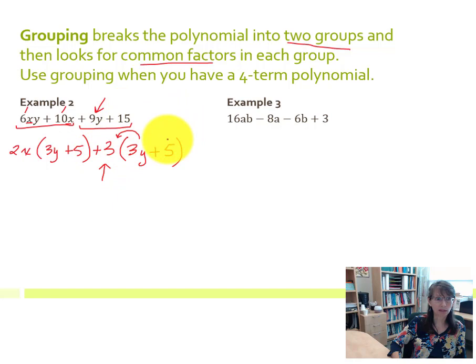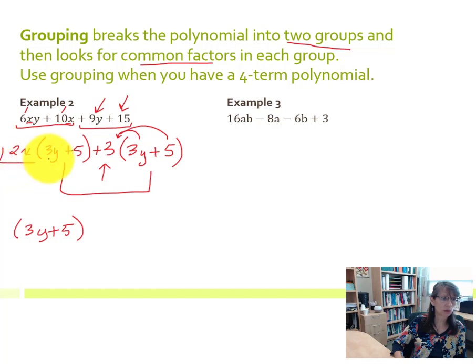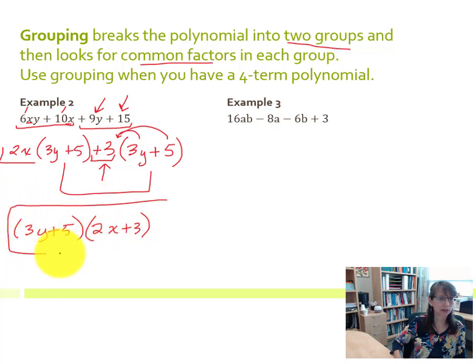Does it work with 5 times 3? It does make positive 15. So plus 3 is needed to fill in that gap. Notice how we have a common factor now of the quantity 3y plus 5. And to complete the factoring, you simply are taking this 2x and plus 3 and joining them to make the other factor. So our completely factored answer is the quantity of 3y plus 5 times the quantity of 2x plus 3.